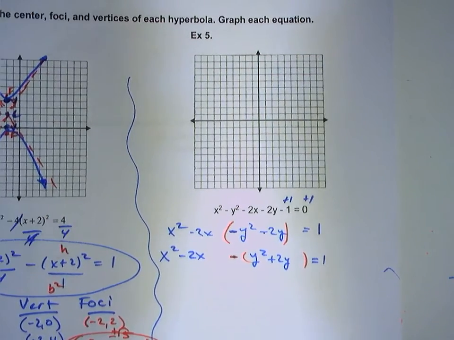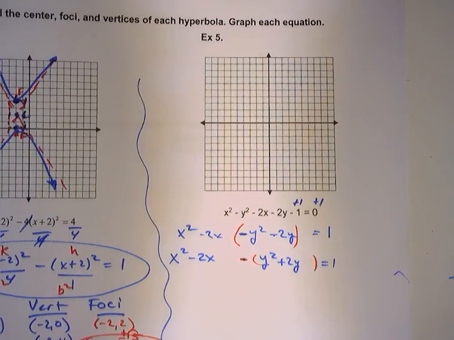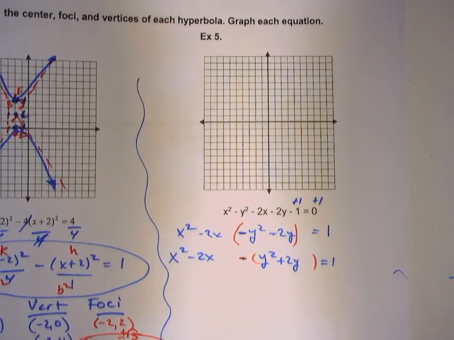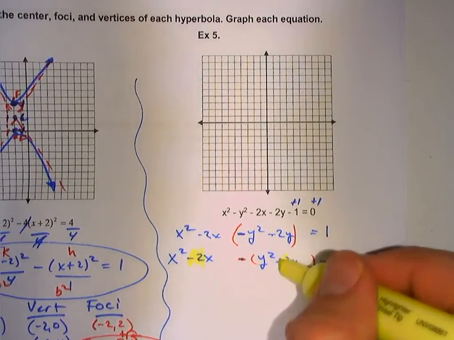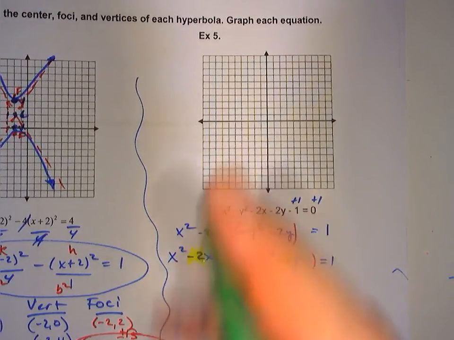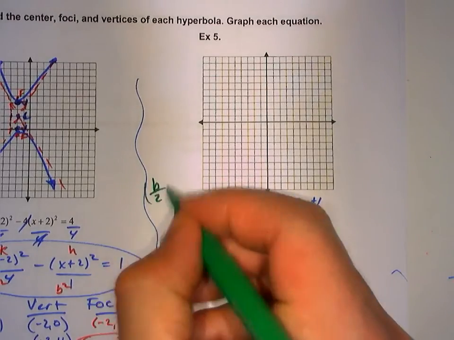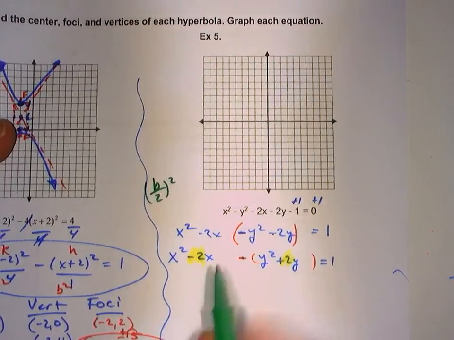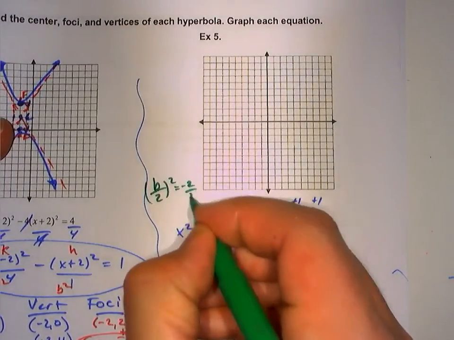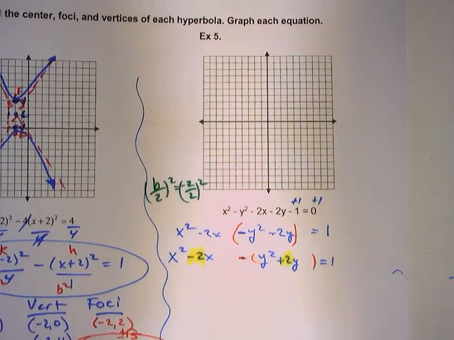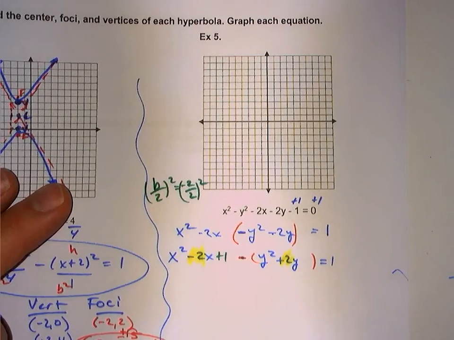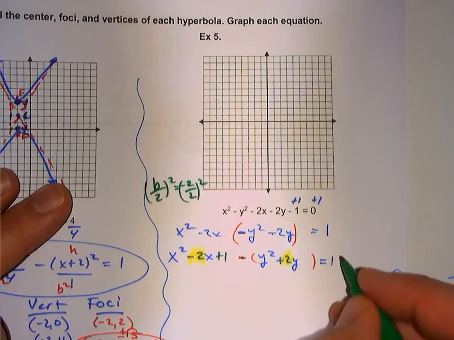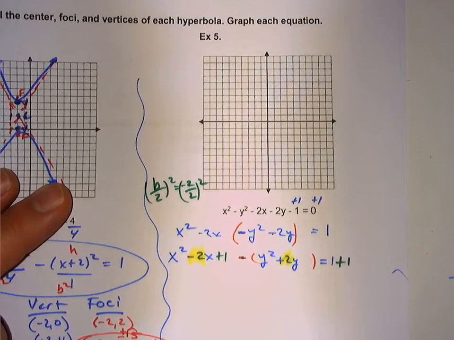Now I'm ready to complete the square. I'm going to take my b and divide by 2 and square it. Alright, so let me highlight my b's. Here's my b here, here's my b here. I'm going to take b, divide by 2 and square it. I'm going to take negative 2, divide by 2 and square it. What is that? It's 1. Whoa! If you add it to one side, you got to do it to the other.